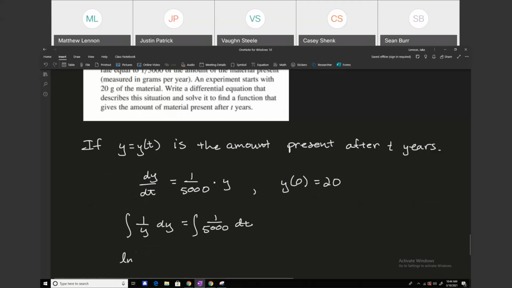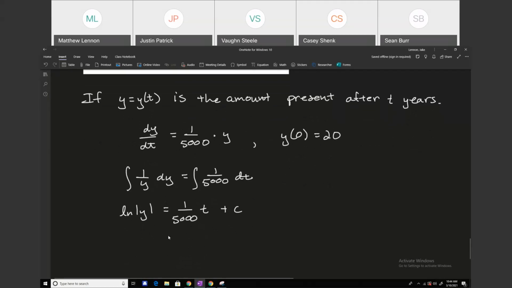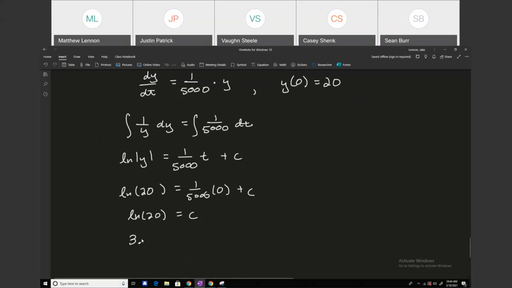So we have the natural log of the absolute value of y is equal to 1/5,000 times t plus a constant. And then if you plug in 0 for t, you'll get 20 for y. So the natural log of 20 is equal to 1/5,000 times 0. So that goes away. So essentially we get the natural log of 20 equals c. And that's actually pretty close. I mean, to 2 decimal places, that's 3.00. So our solution here is the natural log of the absolute value of y is equal to 1/5,000 t plus 3.